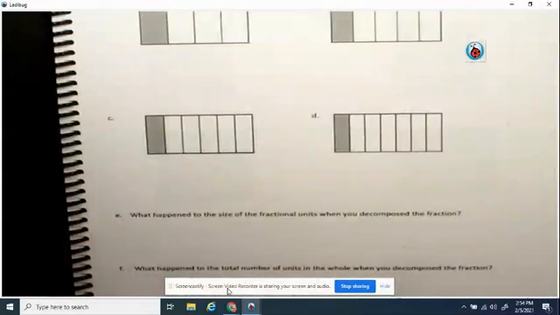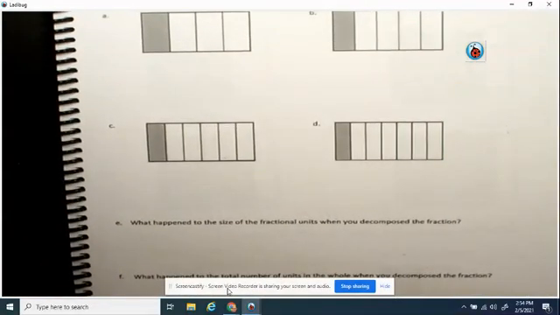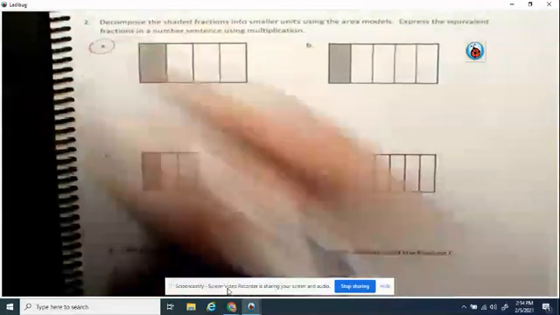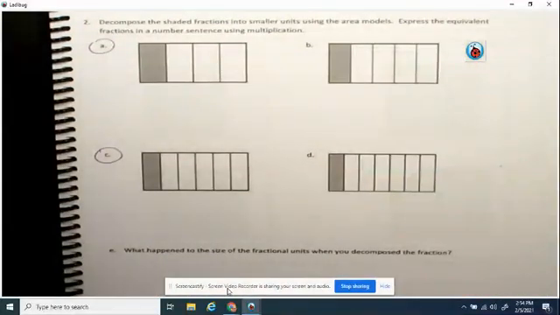Alright, let's do some more. It says decompose the shaded fractions into smaller units using area model. Express the equivalent fraction in a number sentence. So you can decompose these however you want, at your choice. We'll do the top 2. We'll do these 2, A and C, and then I'll save those 2 to do during morning meeting. And we could decompose these in a bunch of different ways.